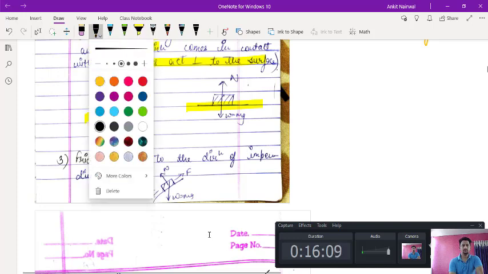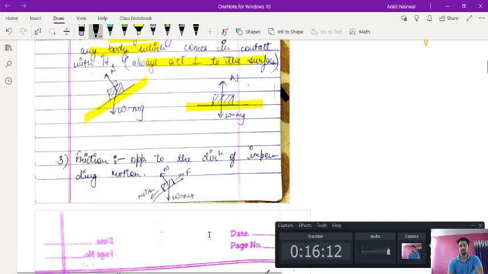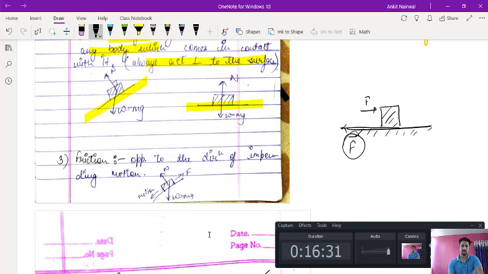Now frictional force is, suppose this is an object here. Now you are pulling this object by a force F. So this surface will resist its movement this side, so it will apply the force in this direction. That force in the opposite direction of the applied force is known as frictional force. It is always opposite to the direction of the applied force or applied motion, either the surface is inclined or flat.